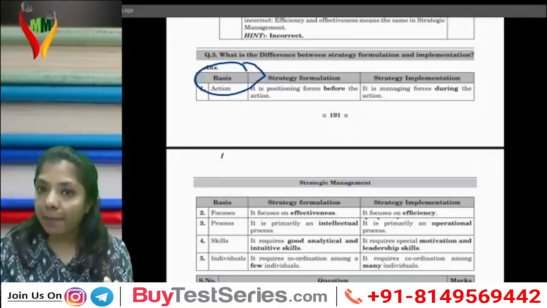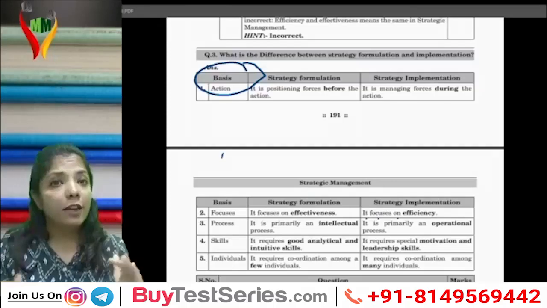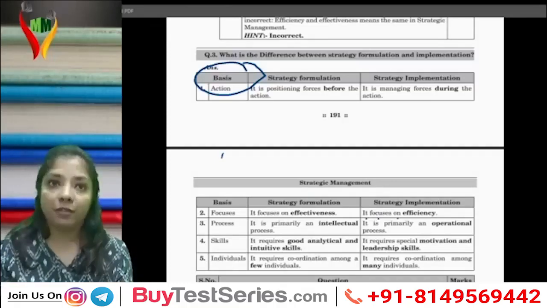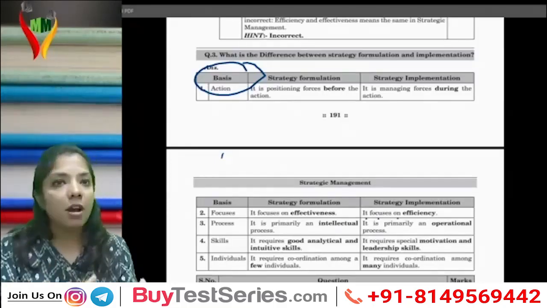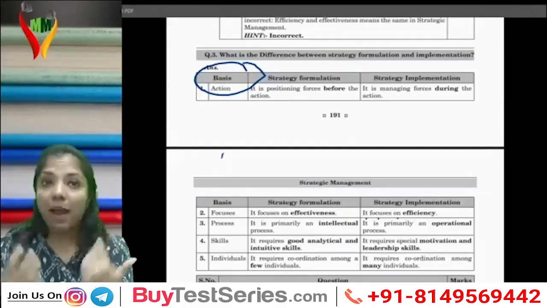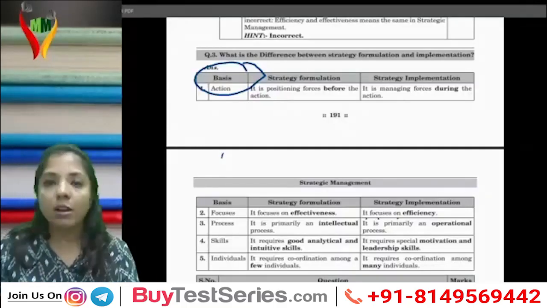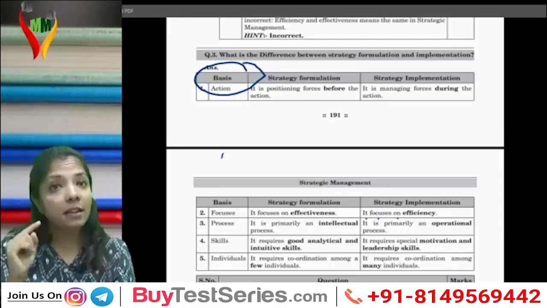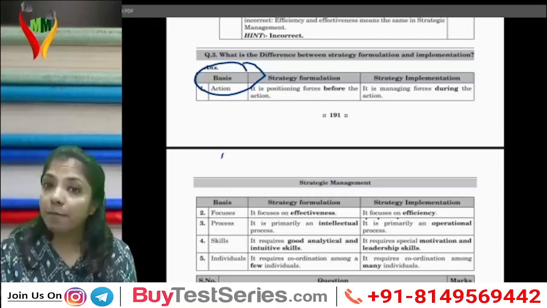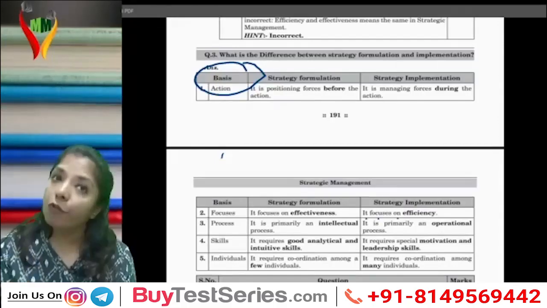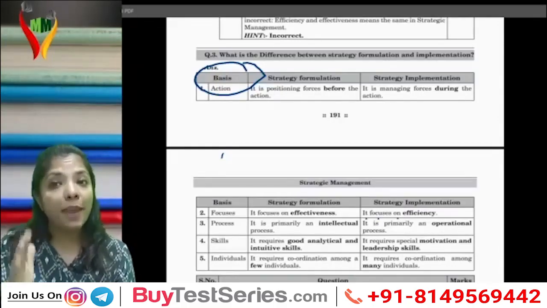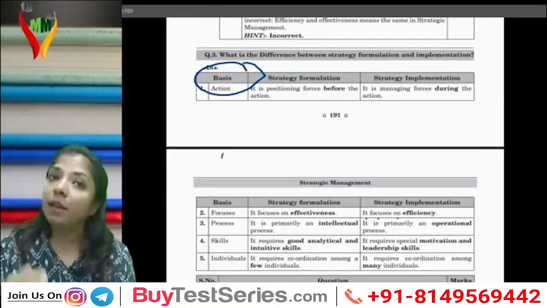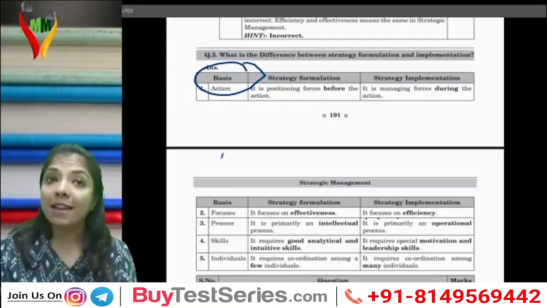Am I clear? Whenever you're going to write a difference, write in tabular form. Never write in paragraph. Even if the difference is not given in the book, they may ask a differentiation on a topic which is not given in the study material. Still, they expect you to write in a tabular form. And in that, try to make one column of basis, as to on what basis you are going to differentiate between both of them.